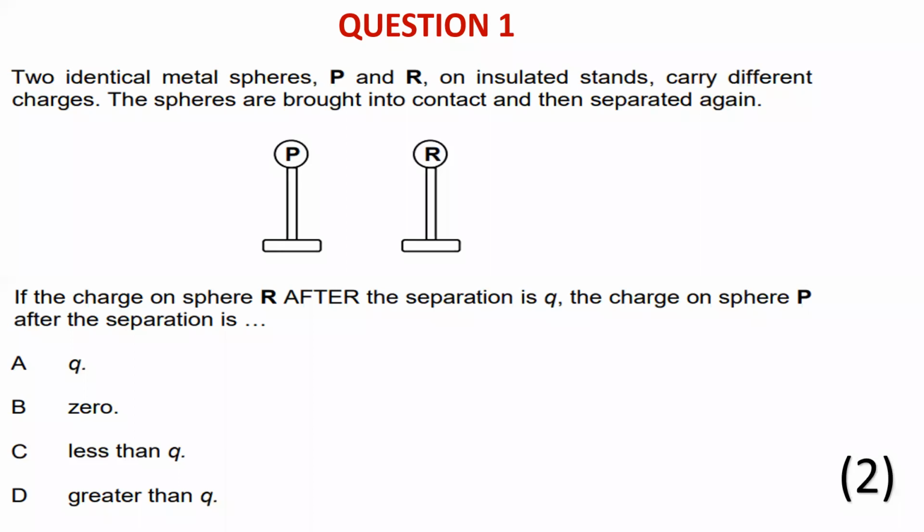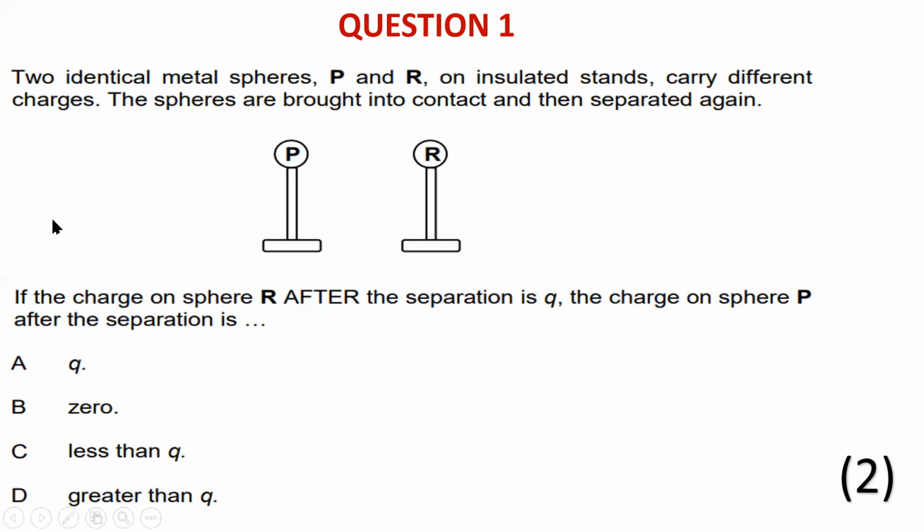All right, so question 1. Today we are studying electrostatics. Question 1, multiple choice question 1. Two identical metal spheres P and R, okay. And then the spheres are in contact, okay. They are just touching each other. And then if the charge on sphere R after the separation is Q, the charge on sphere P after separation is what? That's our question.